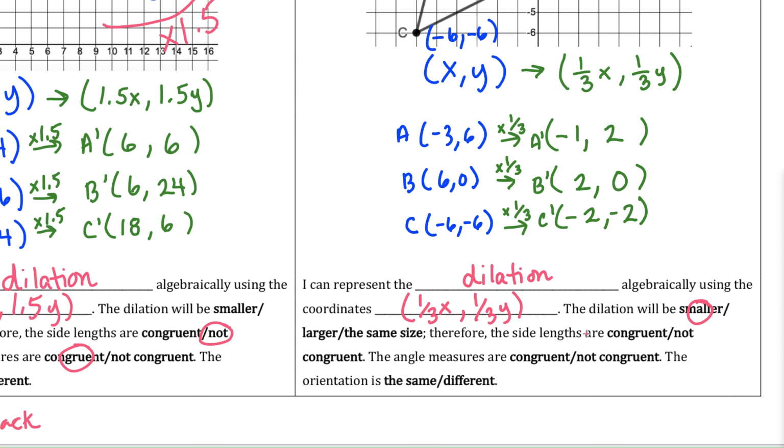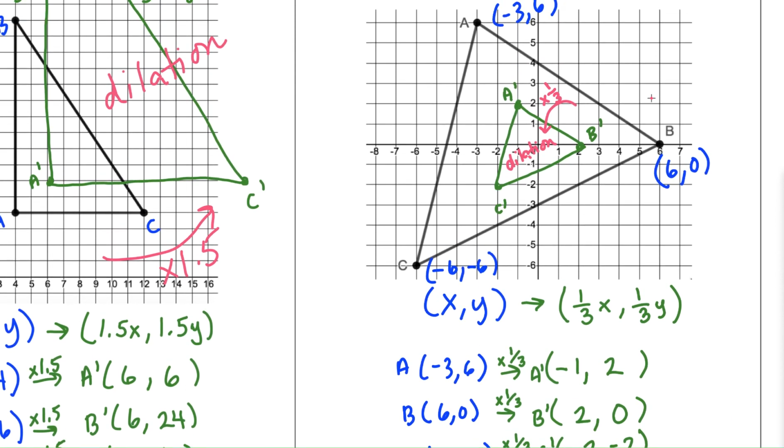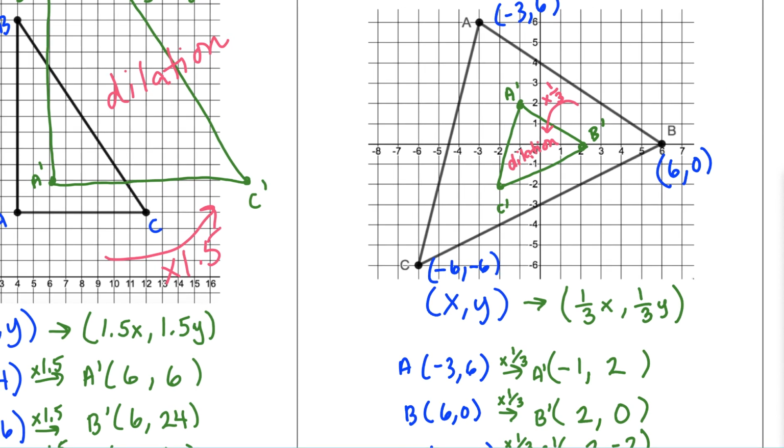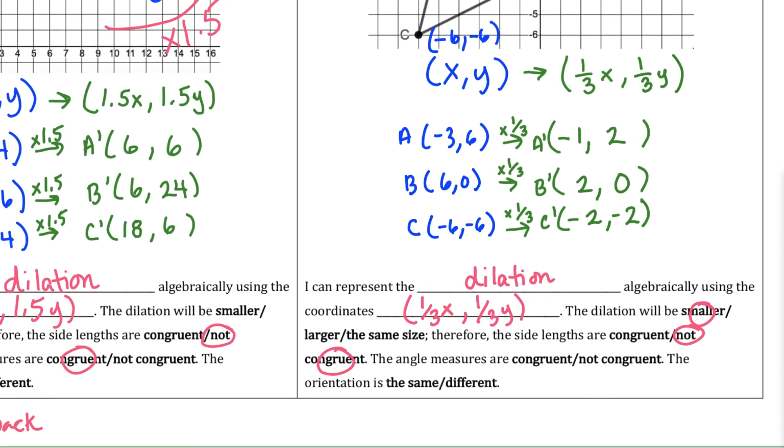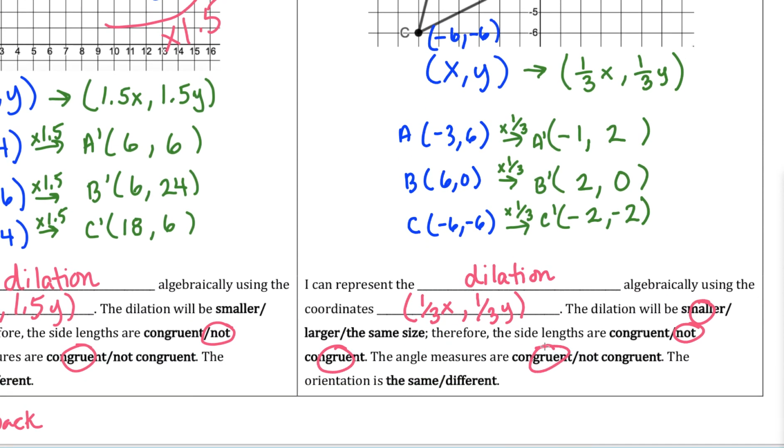And therefore, the side lengths are not congruent. Remember, side lengths congruent means same size. Not congruent, it's not the same size. The angle measures, the angles. Remember, the angles, when you get bigger or smaller, don't change. Like if this was 60 degrees for whatever reason, then this would still be 60. The sides just get smaller, but that 60 degrees is still 60 degrees. And so the angle measures are congruent when you dilate.